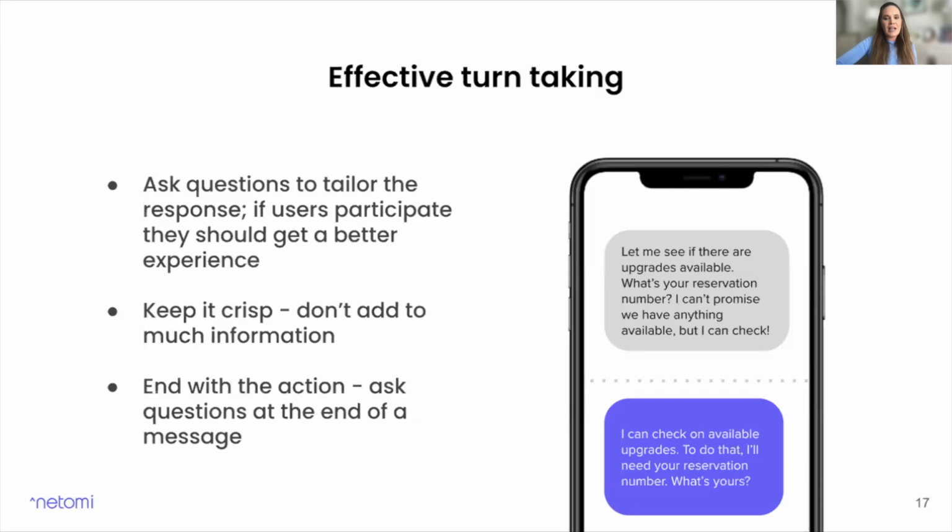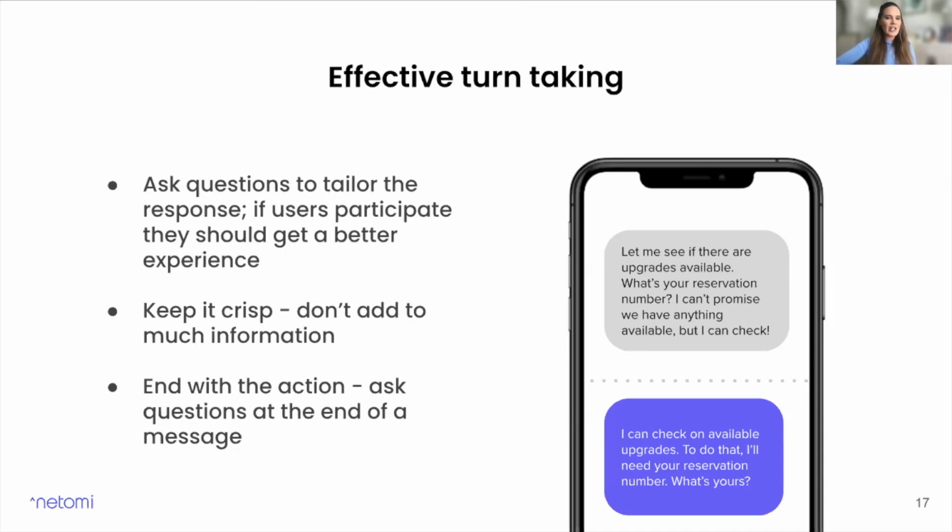A couple of key best practices here. If we're asking the user to participate, we want to make sure that we're giving them a better experience. If they're providing a response, then we don't want to ignore what they've said and just provide all of the information at once. If we are effectively taking turns, we are narrowing down that information to make it a lot more relevant for them. We want to keep it crisp. We don't want too much information sent in our back and forth dialogue. We also want to end with the action.